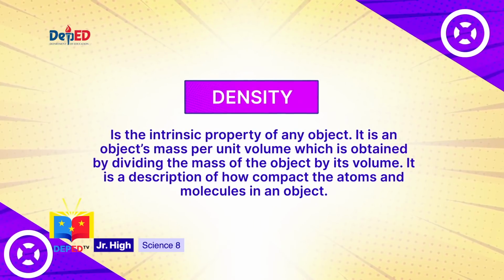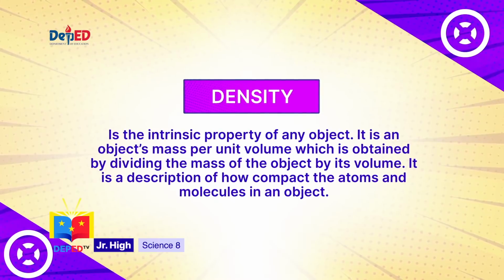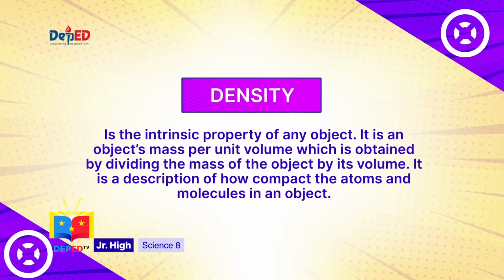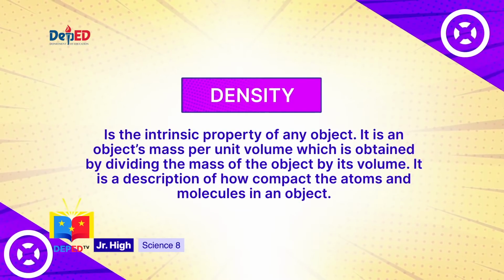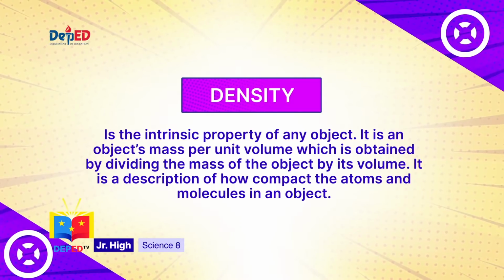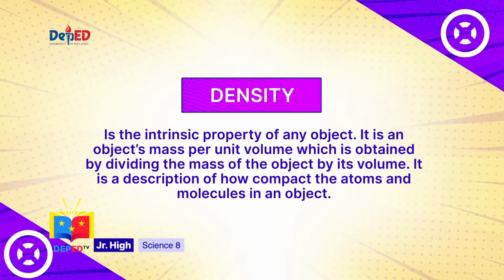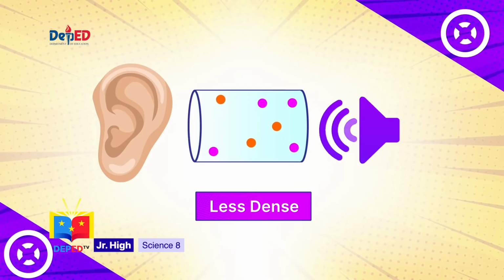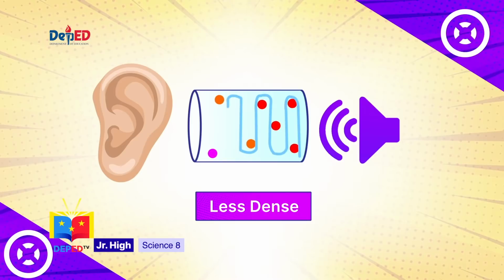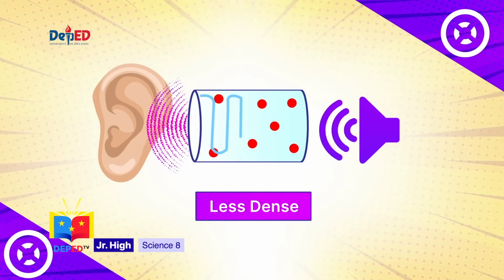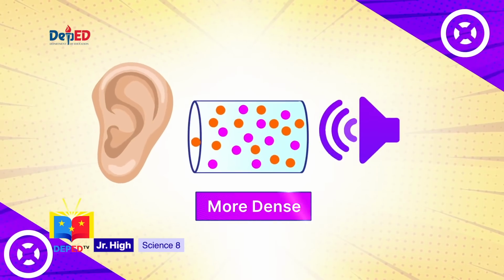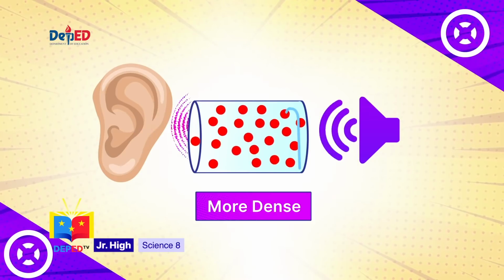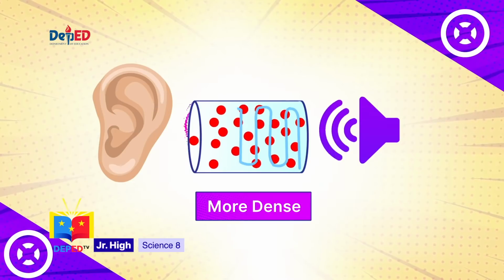Meanwhile, density is the intrinsic property of any object. It is an object's mass per unit volume, which is obtained by dividing the mass of the object by its volume. It is a description of how compact the atoms and molecules in an object are. In less dense objects, the atoms and molecules are less compact, meaning the transfer of sound energy is slower. On the other hand, in denser objects, the atoms and molecules are more compact. Thus, sound energy is transferred faster.